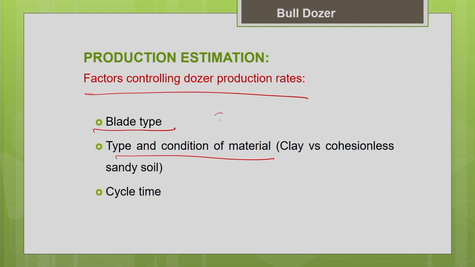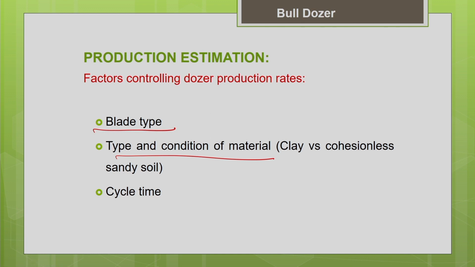How the blade type affects it, we know already. We have different types of blades: straight blade, U blade, angle blade. As I told you, for hard terrain, a straight blade will give you high productivity. If it is just average terrain, loose soil, I can use a U blade, which will be more productive. The angle blade is for special applications and is not that highly productive in earth moving when compared to straight and U blades. So depending upon the blade type, your productivity will vary.